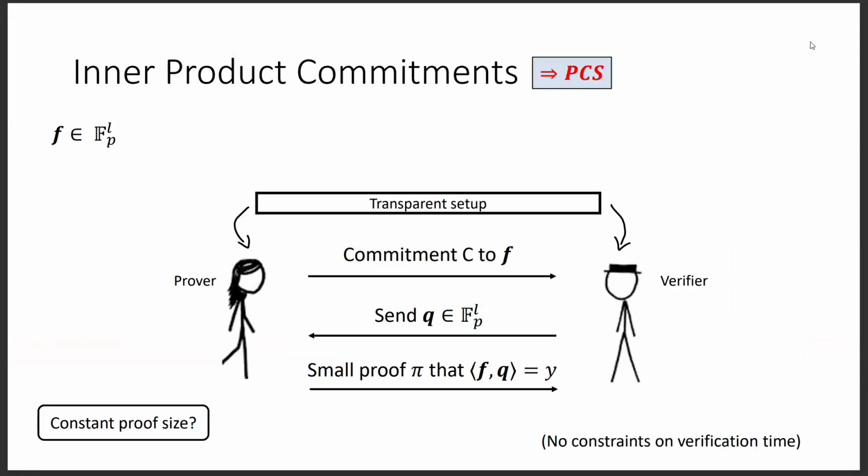So I'll start by considering the slightly related notion of inner product commitments. These are very similar things. You have a vector f of length L, and the prover commits to this vector, and sends a commitment C. The verifier now sends a query vector Q, and the prover sends you Y, which is the inner product of f and Q, as well as a proof pi that convinces the verifier that the inner product is correct. And ideally, we want constant proof size, and I'm putting no constraints on verifier time right now. So hopefully, it's an easier problem to solve. And note that this will imply polynomial commitment schemes directly, because we can just commit to the coefficients of f as a vector.